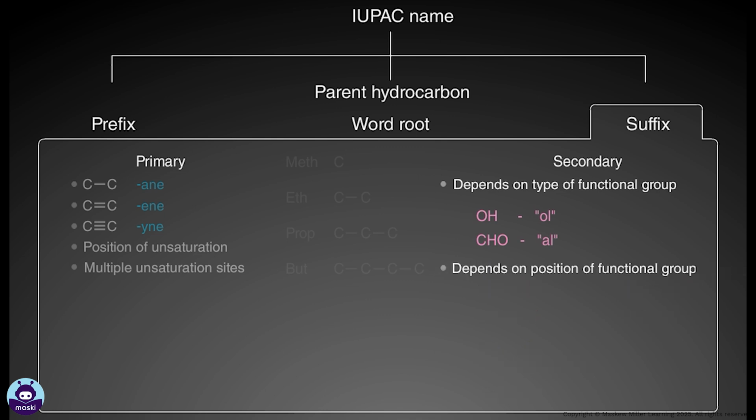If the main carbon chain has 3 or more carbon atoms, then the position of these groups is also mentioned along with the suffix. For example, propan1-ol and propan2-ol.